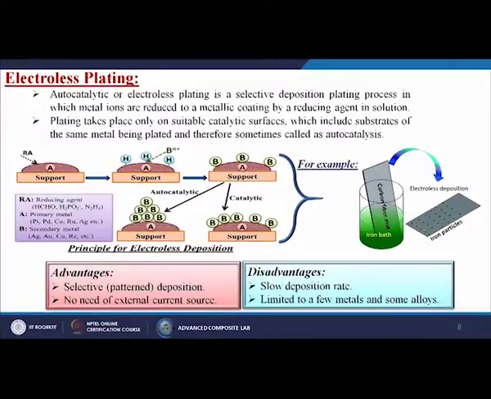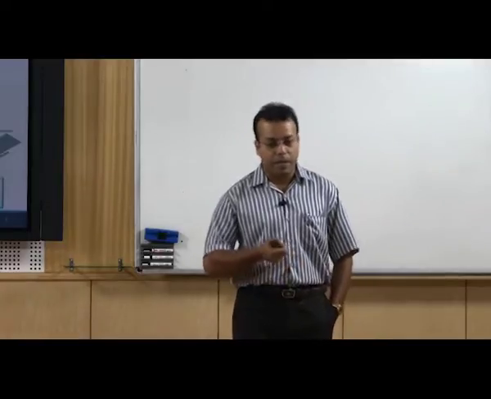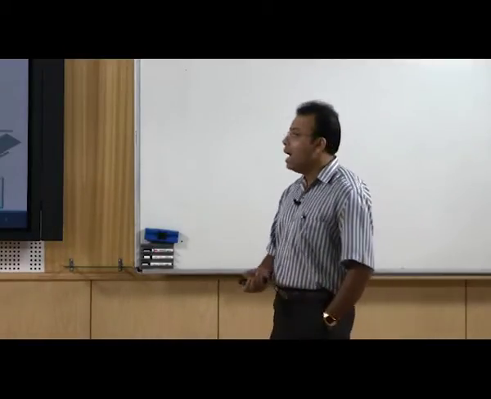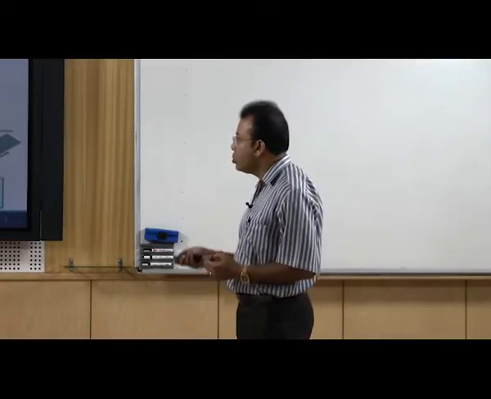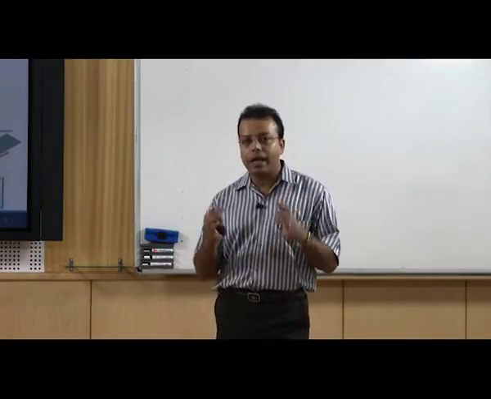So, autocatalytic or electroless plating is a selective deposition plating process in which metal ions are reduced to a metallic coating by a reducing agent in solution itself. Plating takes place only on a suitable catalytic surface, which includes substrates of the same metal being plated and therefore sometimes called autocatalysis. Whatever materials we take, sometimes the substrate is of the same material or some other material, and here we are not going to use any current or voltage.